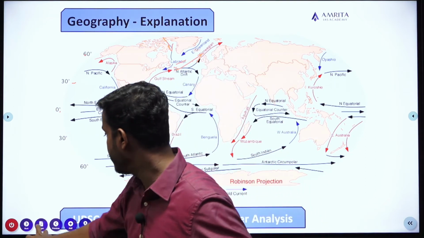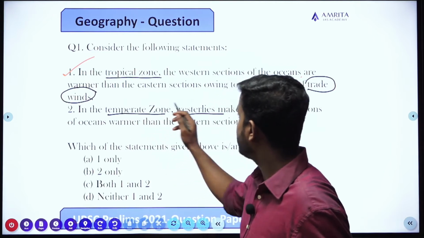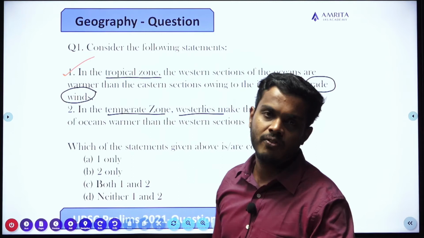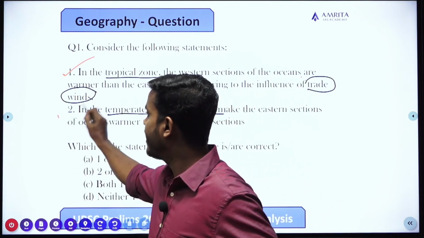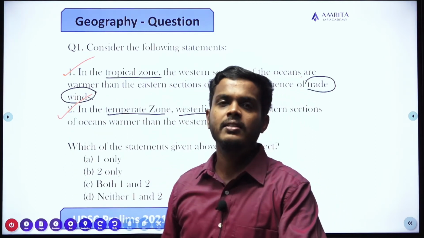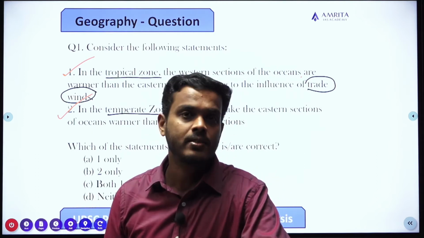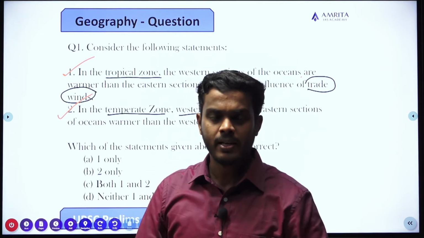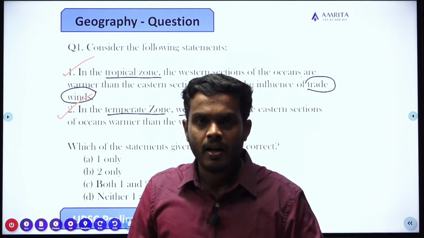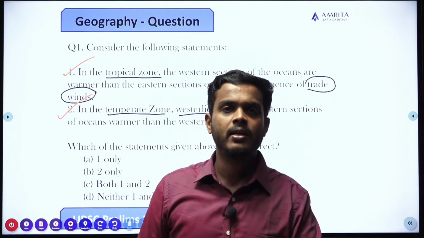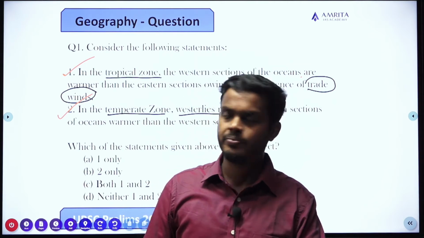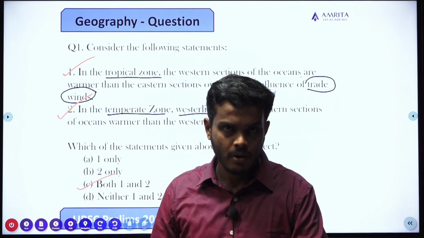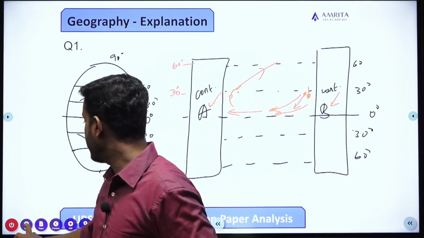Now we will go back to the statements again. In the temperate zone, westerlies make the eastern sections of oceans warmer than the western sections. Now that is again correct. Okay, this is how the basic concepts help us to solve the answer. Actually, this is a very conceptual question, and if you know the concepts thoroughly, it is easier for you to answer this particular question. Okay, so the answer is C, both 1 and 2 only. Okay, now we will go to the second question.